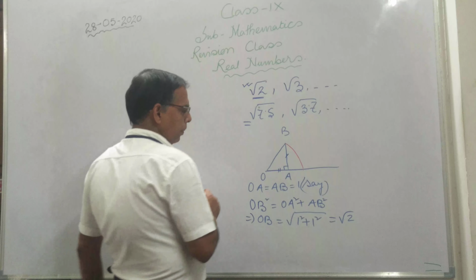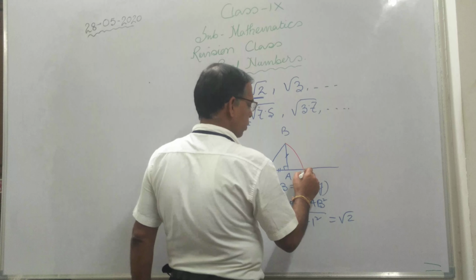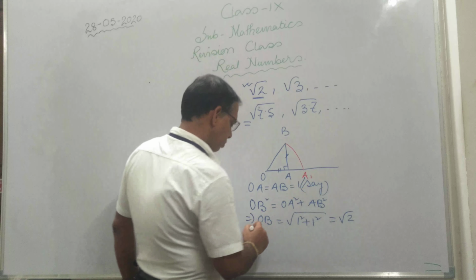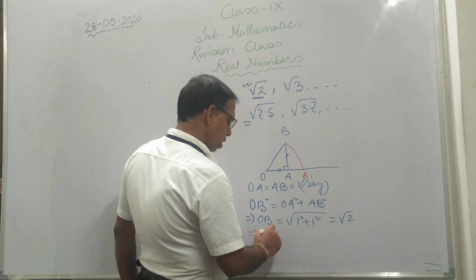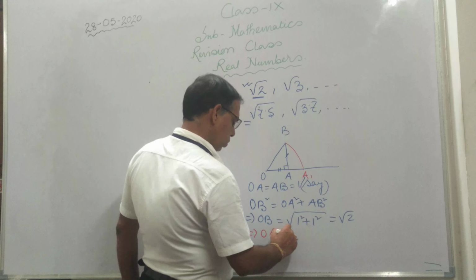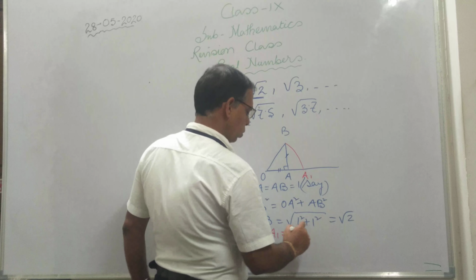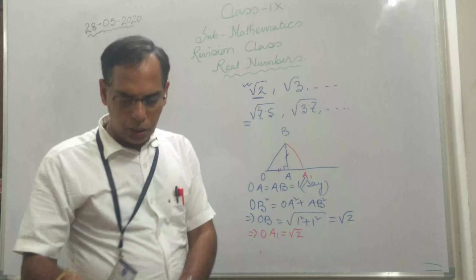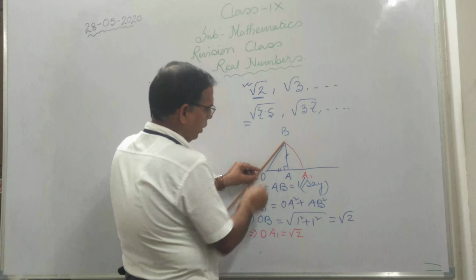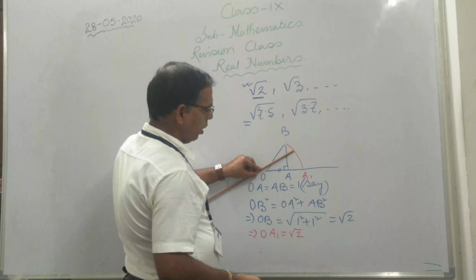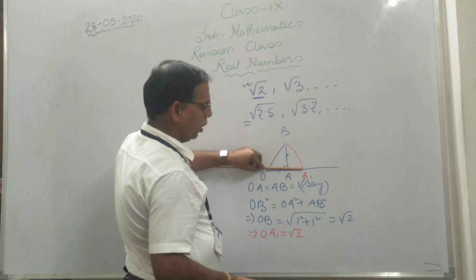And then what will happen? This will be, suppose, A1. Then that OB will convert into OA1, which is equal to root 2. That means you can see one thing. See, this is the part you have taken, and this part, when you are coming, it is joining this part.